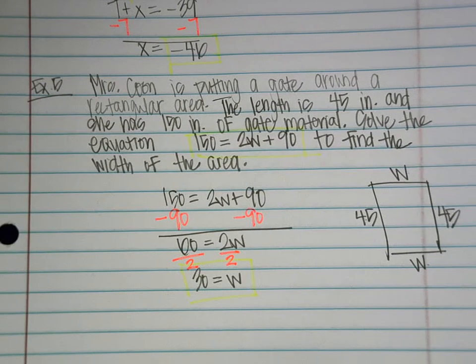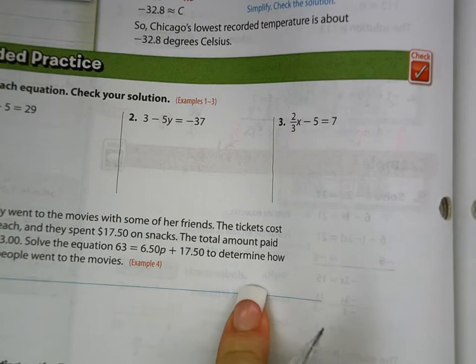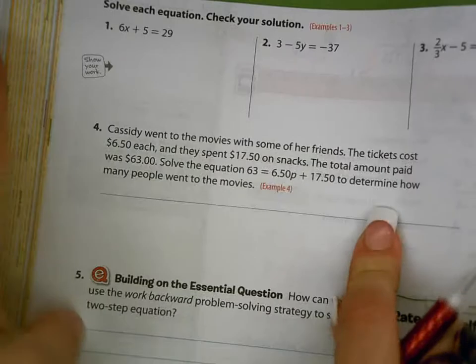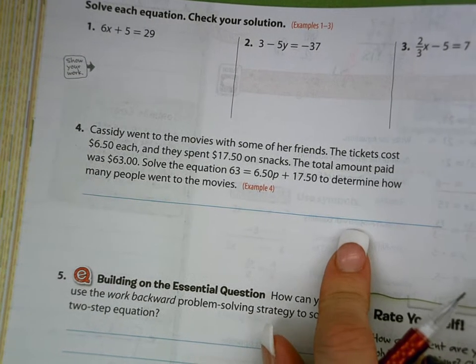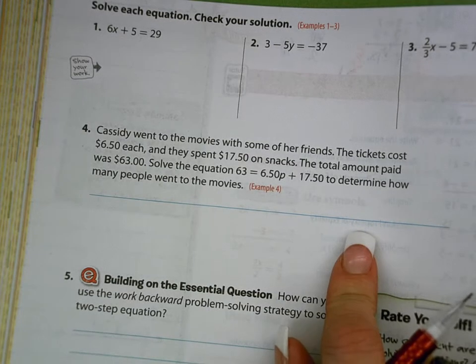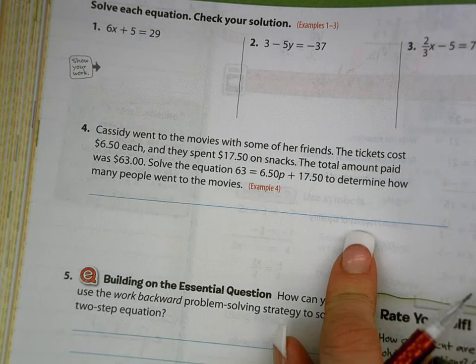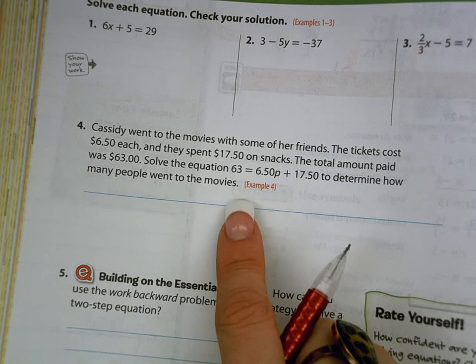Let's open up our books and I want you to do one more problem. Let's look at our books on page 124. I want you to look at guided practice number 4. This one tells us Cassidy went to the movies with some of her friends. The tickets cost $6.50 each and they spent $17.50 on snacks. The total amount paid was $63. Solve the equation to determine how many people went to the movies.